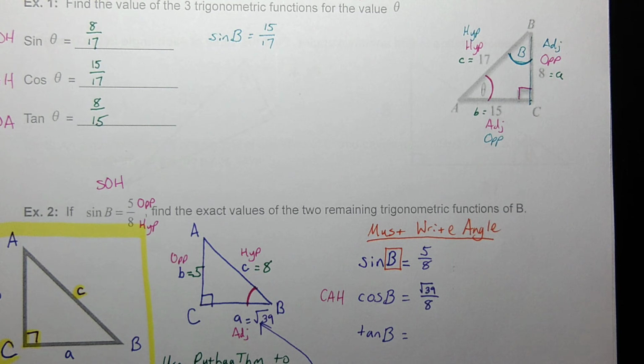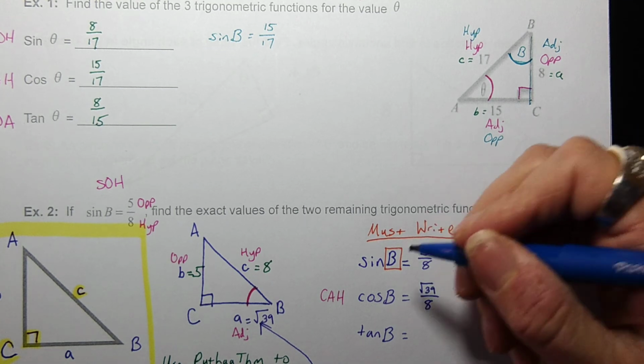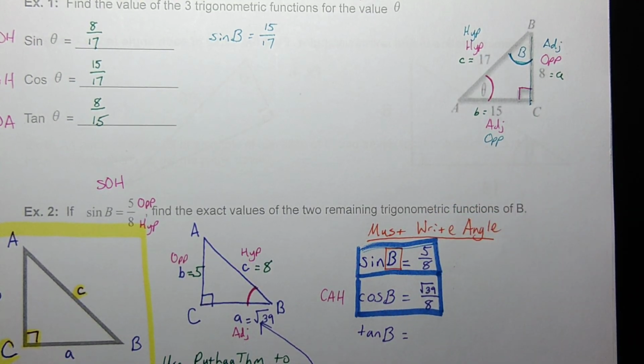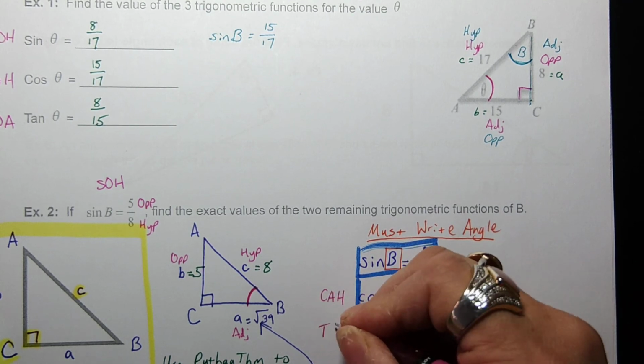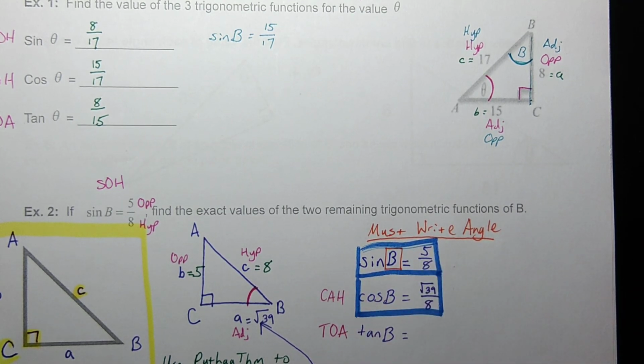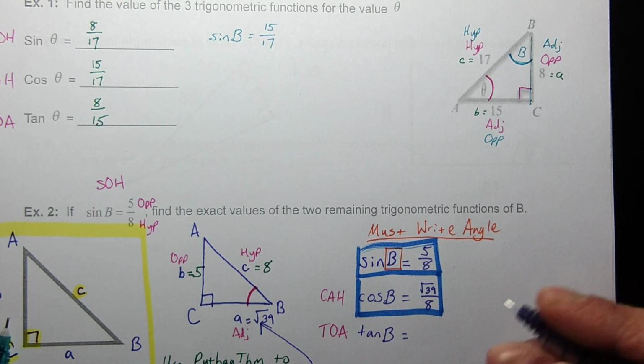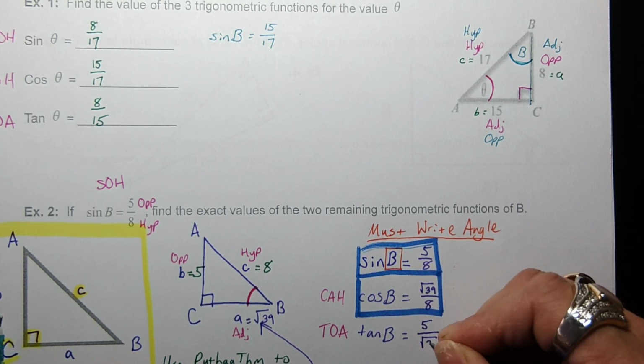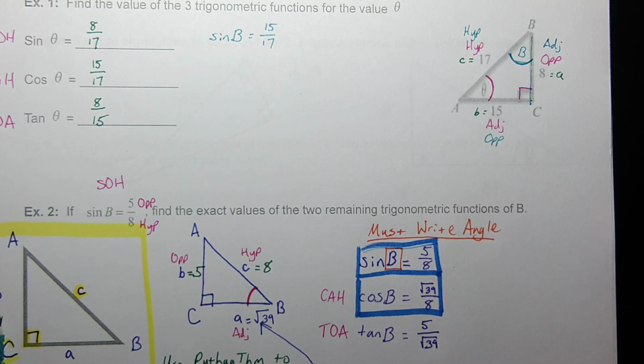So sine of B is 5/8. Cosine of B is rad 39 over 8. Tangent is the TOA part of SOHCAHTOA. So our opposite side is 5 over our adjacent side, which is rad 39. Is your pre-break gut telling you anything about this? Can't have a radical in the denominator. Oh no. So back to unit 7.